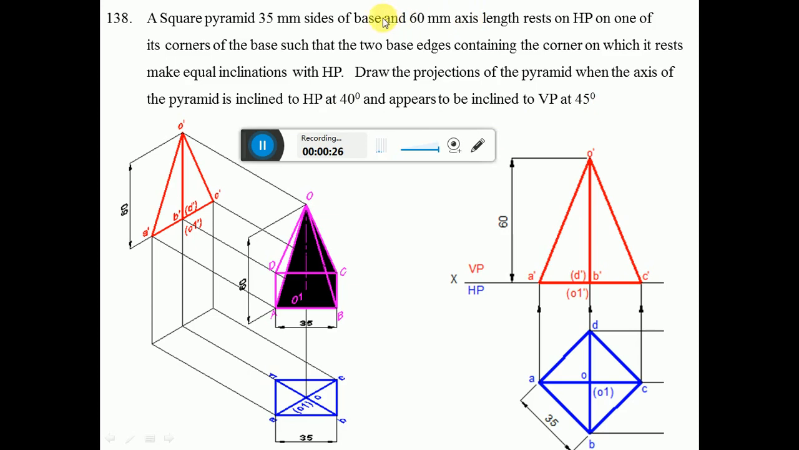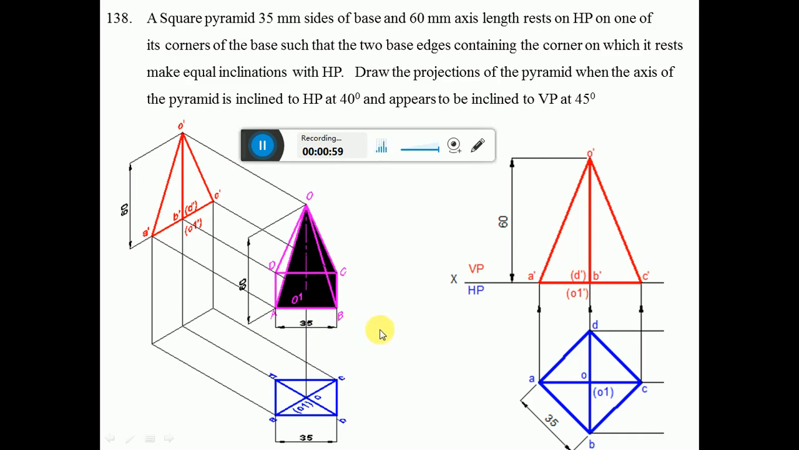So since a square pyramid of 35 mm sides of base and 60 mm axis length rests on HP, obviously we have to start from HP, that is from the horizontal plane. Since it rests on one of its corners, the end point should be a corner. So A dash is a corner and also C dash is a corner. You place the square pyramid in such a manner that A and C are the extreme points. So here if you keep it vertically, you have A, B, C, D, the corner position.